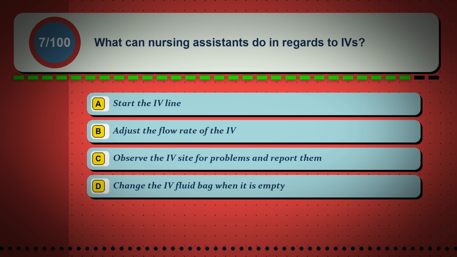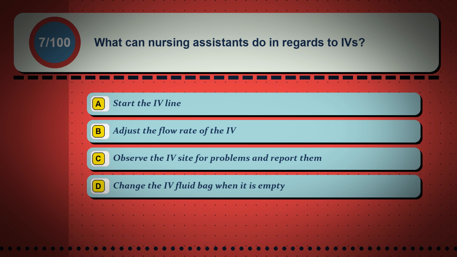Question 7. What can nursing assistants do in regards to IVs? Option A. Start the IV line. Option B. Adjust the flow rate of the IV. Option C. Observe the IV site for problems and report them. Option D. Change the IV fluid bag when it is empty.